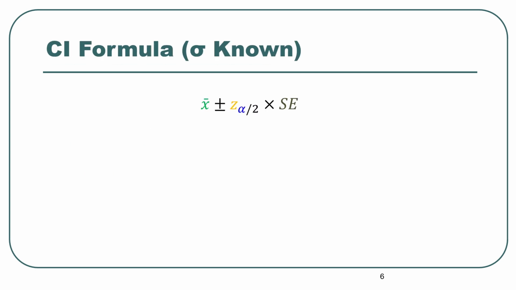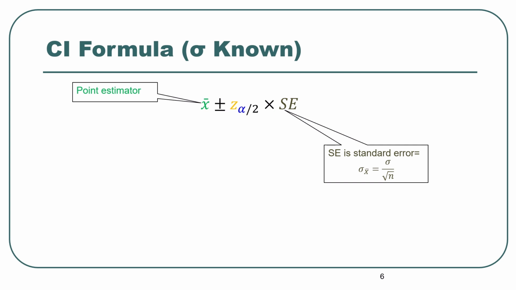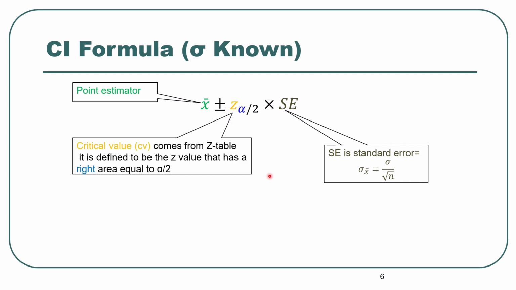When the population standard deviation is known, this is the confidence interval for the mean, where X bar is our point estimator, and SE is the standard error for X bar, which is equal to that formula. Let me just highlight it for you. Okay. And Z is what we call a critical value. This is a number that I can get from the standard normal table, where the area to the right of it is equal to alpha over 2. So what is alpha? Alpha is called the level of significance.